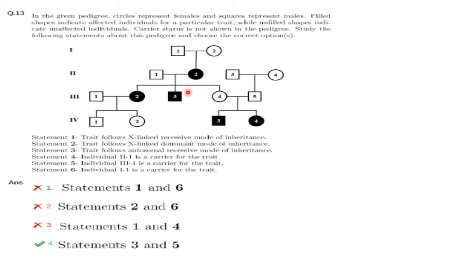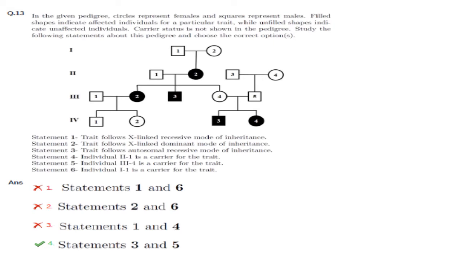Now this can skip generation. So it is present in this generation but not present in this generation. Here it is not present in the parents but it is present in the offspring. So it can skip generation. You can only express the trait if you are homozygous. So from here itself you can make out that this particular trait is expressed only in homozygous condition. So all these show that it is option 3, that is, it follows autosomal recessive mode of inheritance.